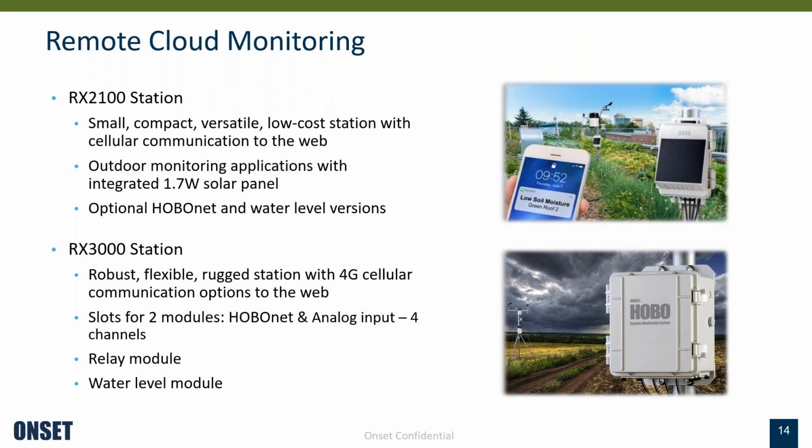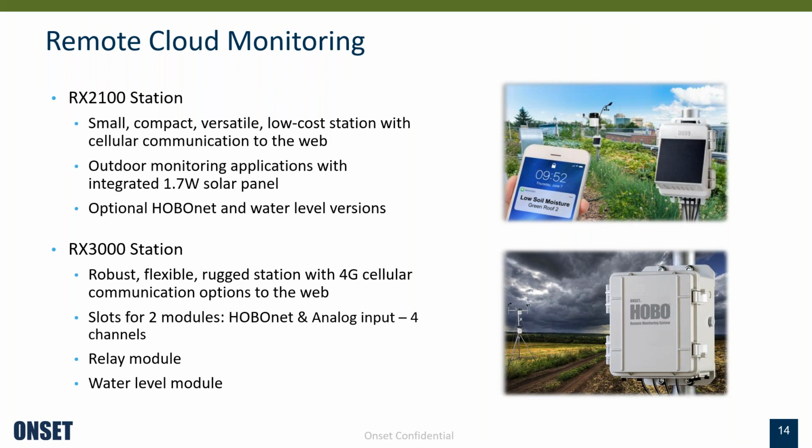The bottom picture is our RX 3000 station. It has 10 ports. It gives you more flexibility for adding third-party sensors or powering other sensors. So for example, on this station, you can add what we call 2 modules. It can take 2. It could have a wireless module. It can have analog inputs for 4 to 20 milliamp. It can do a relay, and it can do water level.